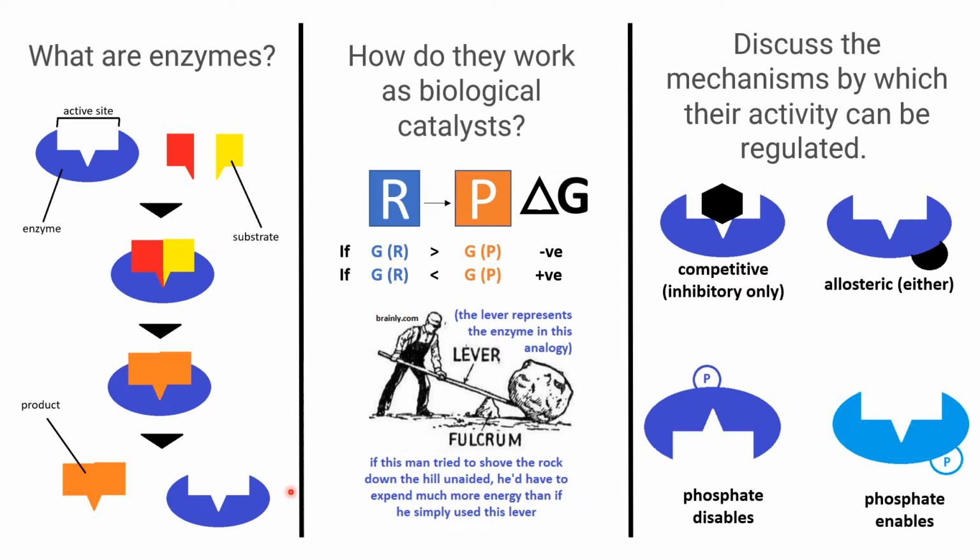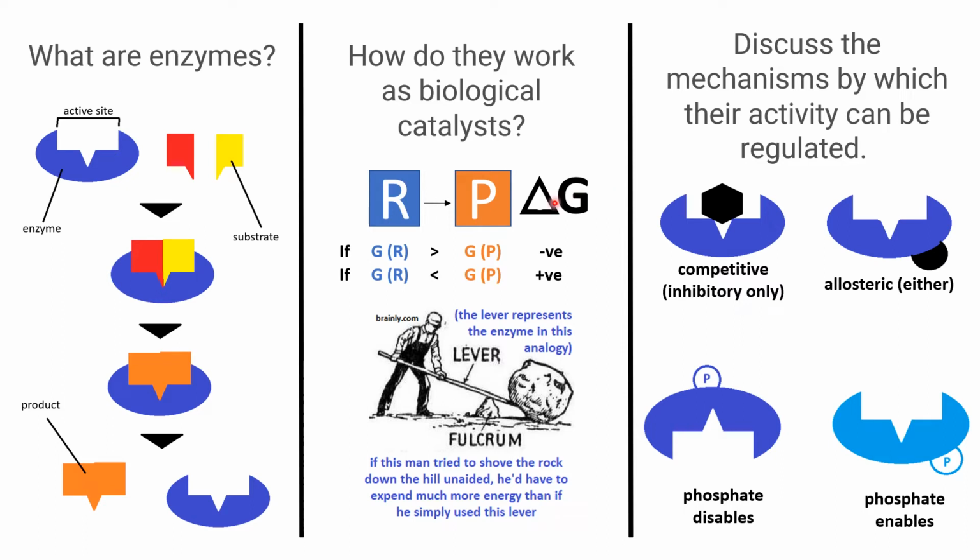Now for how they work as catalysts. First off, I'm going to look at delta G, which is the key to understanding how enzymes work as catalysts. The Greek letter delta, which is represented by this triangle here, is used in many fields, from biology to pure math, to represent the change in something. The G stands for Gibbs free energy, which is the amount of energy in the system available to do work. Delta G, then, represents the change in the amount of available energy.